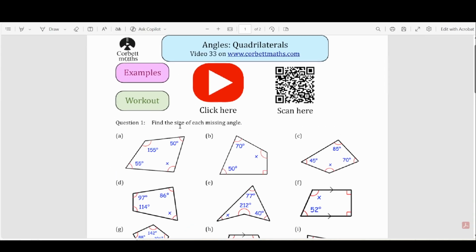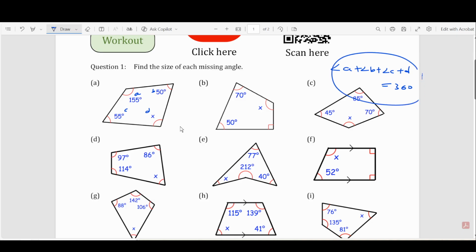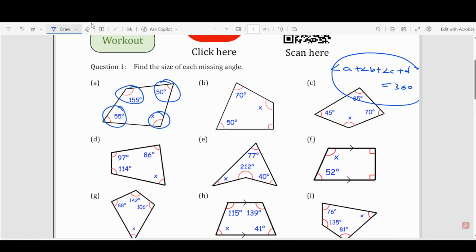Like here in this question, let's say this is angle A, this is B, this is C, this is D. All these angles add up to 360 degrees. So angle A plus B plus C plus D is always 360 degrees. Using this property, we can find any unknown angle. Like in this one, we have to find the angle x. If we add these three and subtract from 360, we will get x, right?